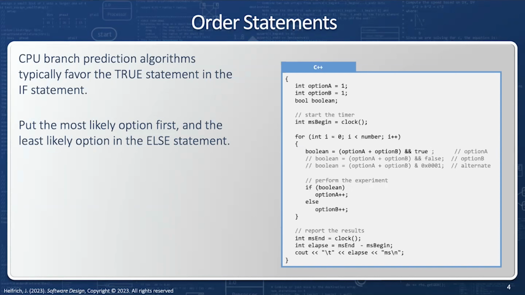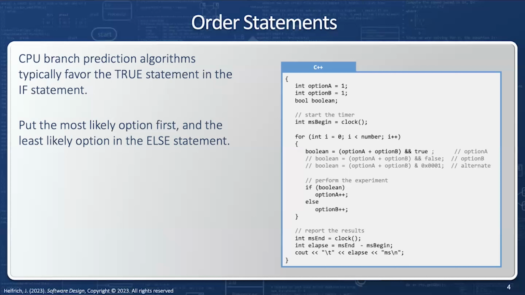As this code currently executes, I'm always going to go into true, and we're going to see how long that takes. Now, if I comment out that line of code and allow for option B, so Boolean equals option A plus option B and false, then we're going to see how long it takes to always go into the else condition. Now, if there is no branch prediction, then option A and option B will be about the same, right? But we're going to assume there's going to be a difference. Now, the third option, the alternate one, Boolean equals option A plus option B and 0, 0, 1, is going to alternate true, false, true, false, true, false. Now, this is going to make it very difficult for the branch prediction algorithm to see what's going on.